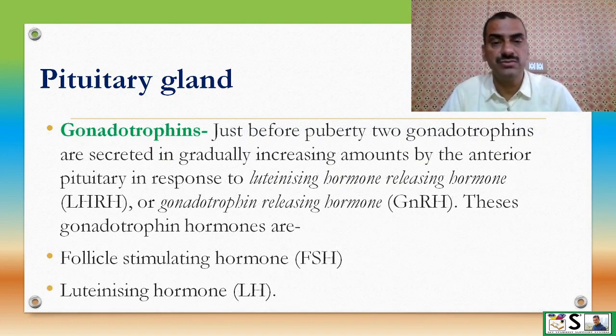Gonadotrophins. Just before puberty, two gonadotrophins are secreted in gradually increasing amount by anterior pituitary in response to luteinizing hormone releasing hormone or gonadotrophin releasing hormone. These gonadotropin hormones are FSH, that is follicle-stimulating hormone, and luteinizing hormone.